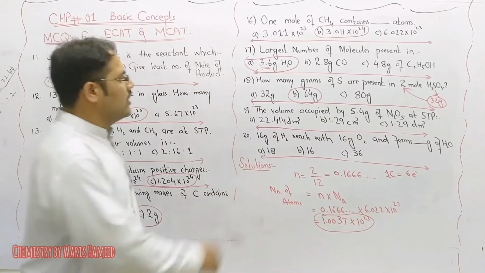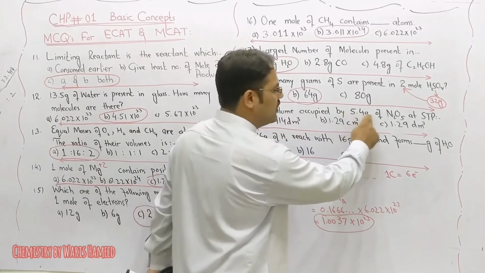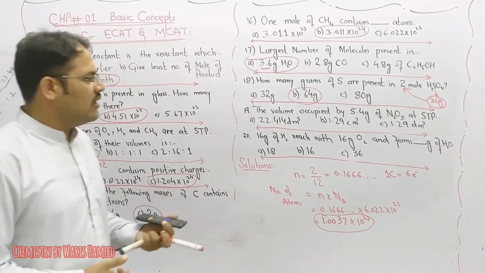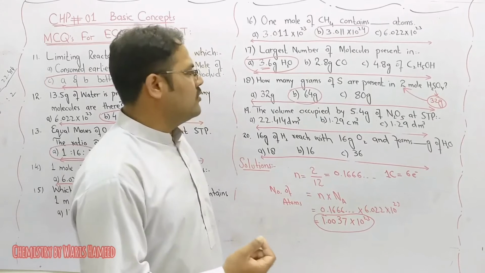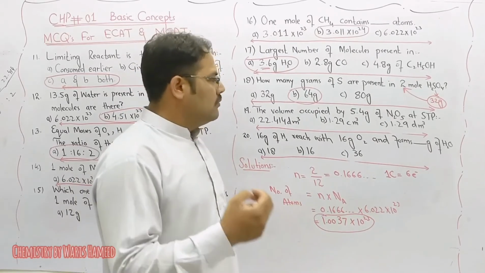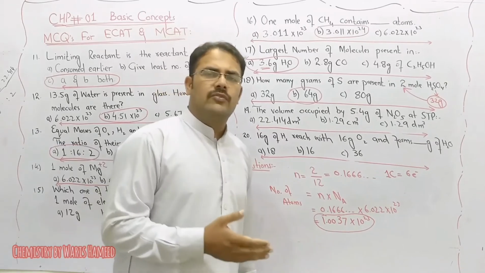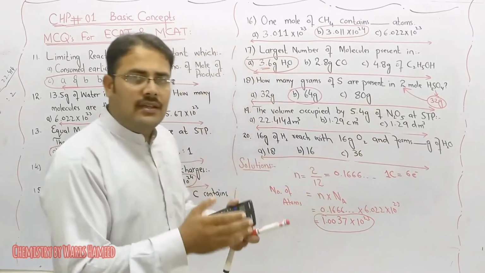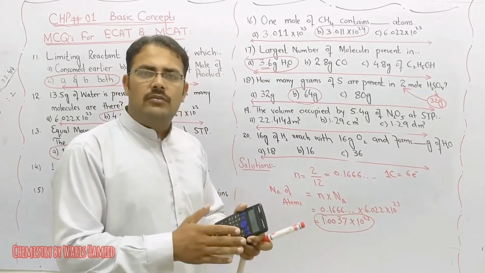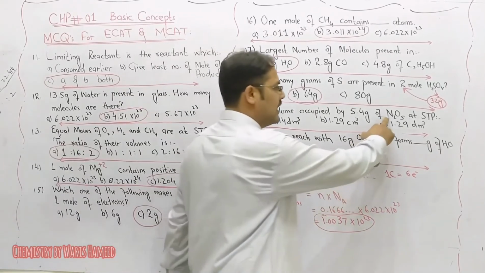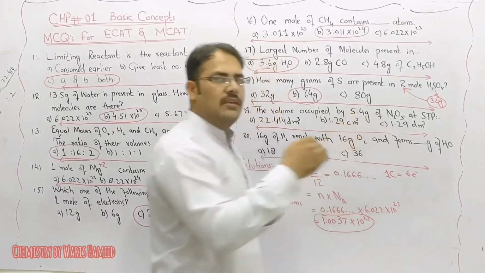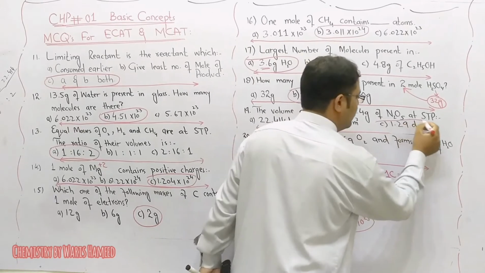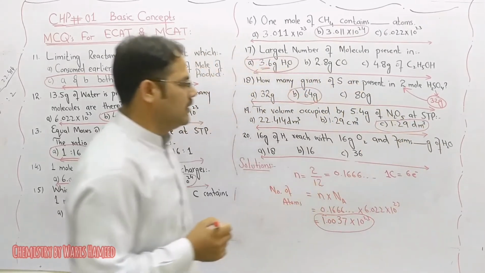Next, MCQ 19. The volume occupied by 5.4 gram of dinitrogen pentoxide at STP. First of all, we know that 1 mole of dinitrogen pentoxide has a molar volume of 22.414. Then we will calculate the grams in 1 mole, and then we will calculate the occupied volume of 1 gram of dinitrogen pentoxide, and then at the end we will multiply 5.4 with the required volume, and it will have this answer, 1.29 dm cube.